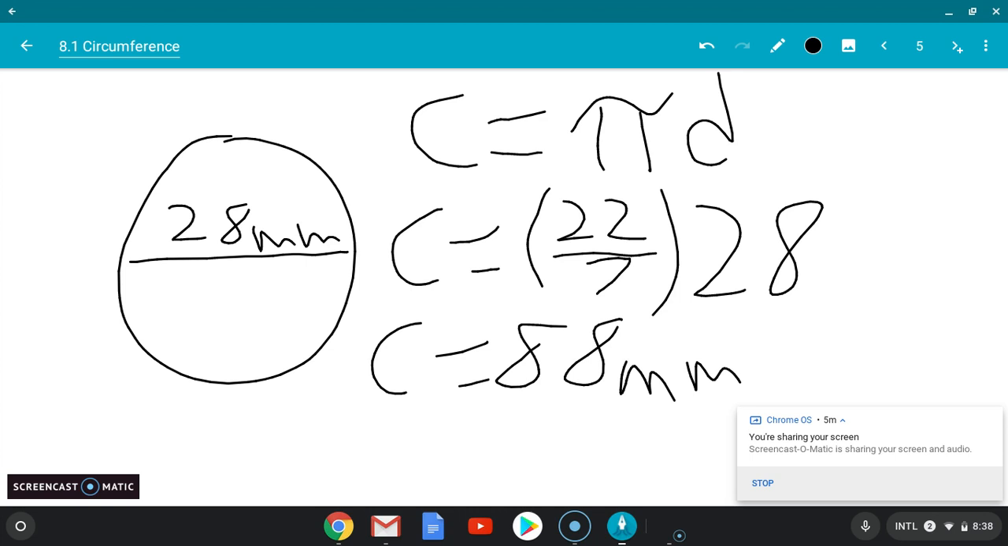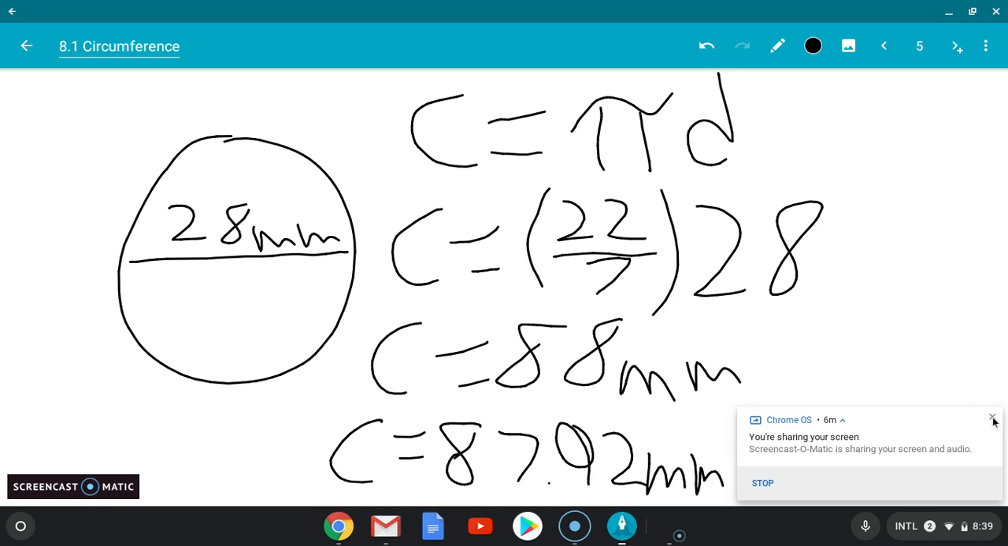So it's 88 millimeters around that entire circle. So maybe this is like a watch, you know. If you entered 3.14 in, you would have gotten 87.92. Remember, 3.14, we're rounding pi. All right, that's not pi exactly, so it's going to be a little different from 22 over 7. But you can see how these are very close. Okay, so basically you have to do a little rounding.